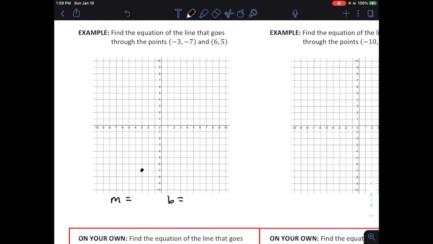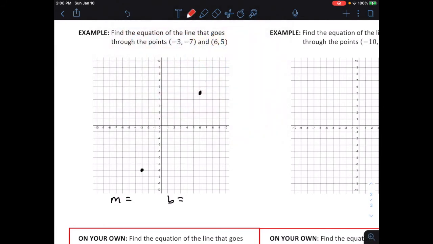There we go. And then we have the point 6, 5. Ooh, way over here. So this is one where our points are on either side of the y-axis. So we've got a little more work to do here. So the first thing I'm going to do is I'm going to find the slope between these 2 points. And now this is going to be a really big triangle.